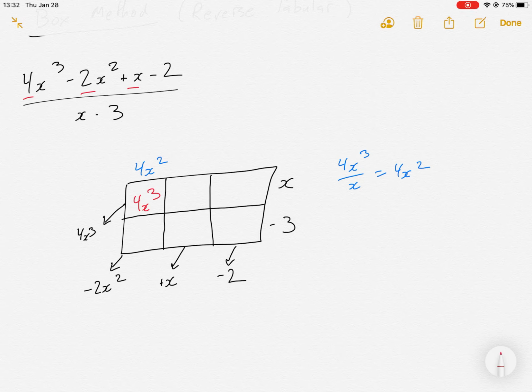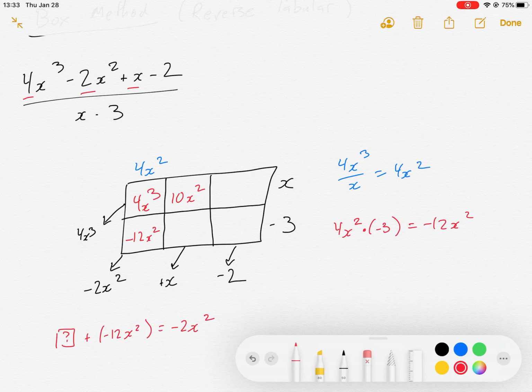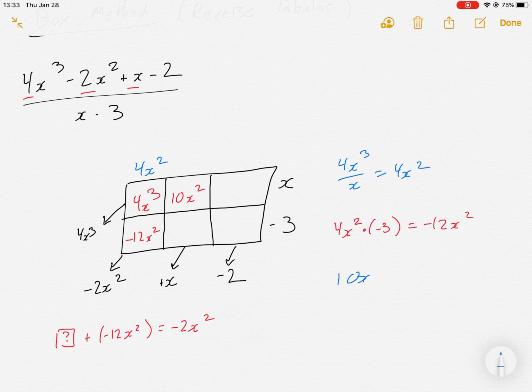So now that I know that I have 4x squared on the top, I can multiply that to get negative 12x squared in here. And then this tells me that something plus negative 12x squared should give me that negative 2x squared on the outside. And so if you figure this out, you should see that it would be 10, because 10 minus 12 is negative 2. And now I can figure out what goes on the top, because 10x squared divided by x is 10x.